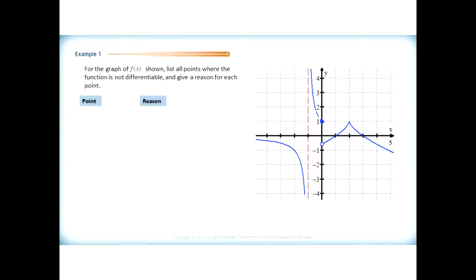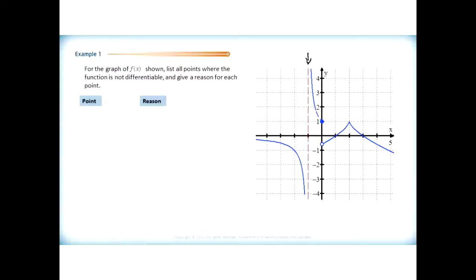Here's an example, and it says for this graph, we have to list all the points where the function is not differentiable. This poor function looks like it's been through the war. And then we have to give reasons for each one of those points. So if we look at all the different places, we should recognize on this one that this vertical asymptote we see right here is going to break down our continuity issue.